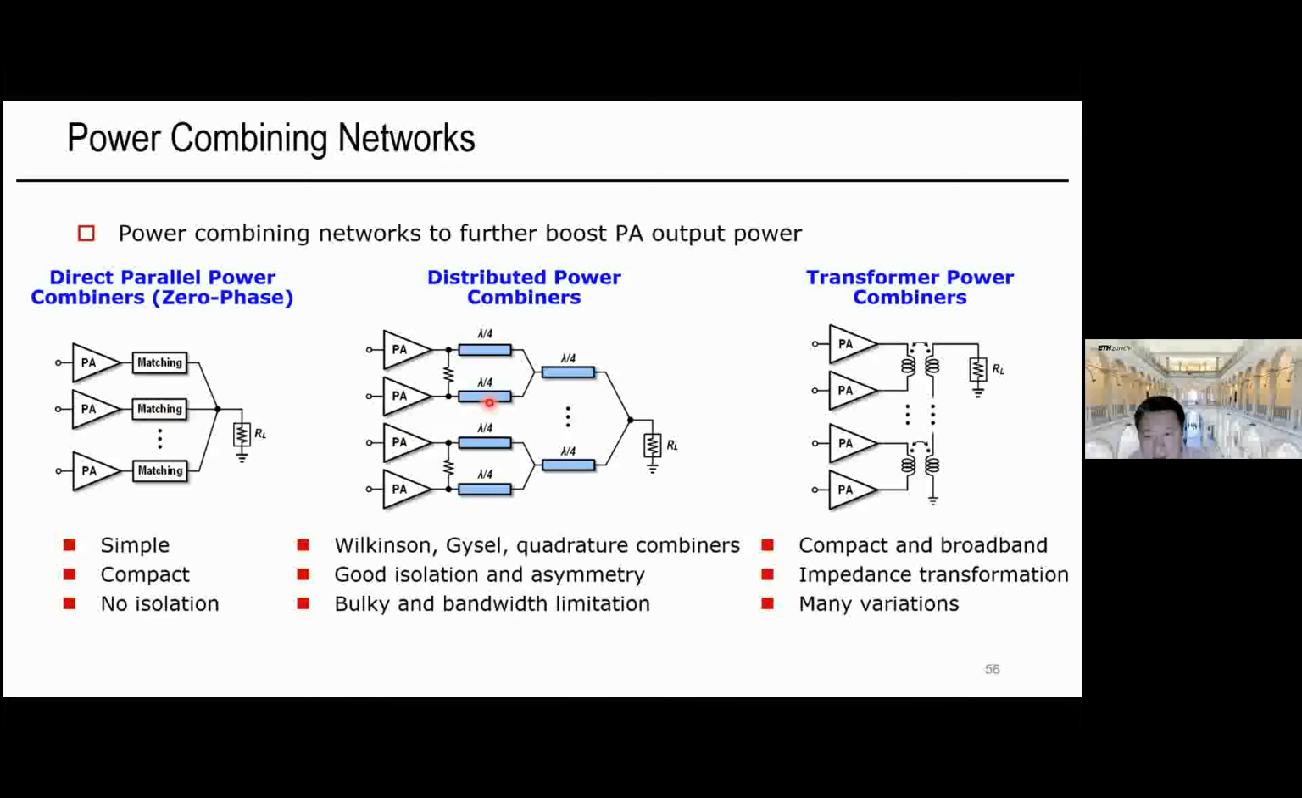The second type is distributed power combiners, and we can use Wilkinson power combiners, Gysel power combiners, for example, and we can also use quadrature power combiners. They typically support good isolation among the stages. They can also provide asymmetric power combining as well, but they are often very bulky and can be bandwidth limited as well. And the third type is transformer-based power combining, which can be compact and broadband with impedance transformation. They can also support many implementation variations that we'll discuss next.